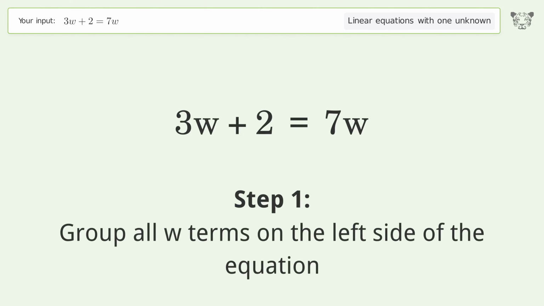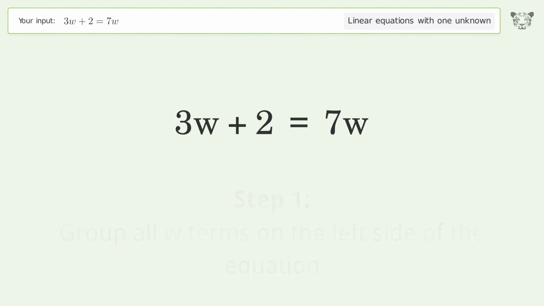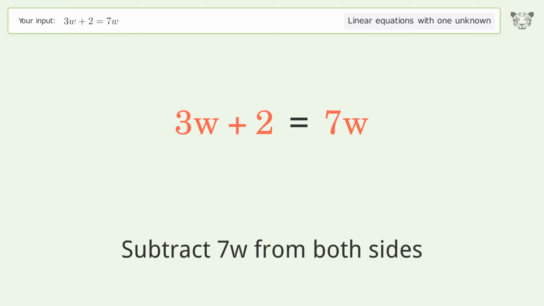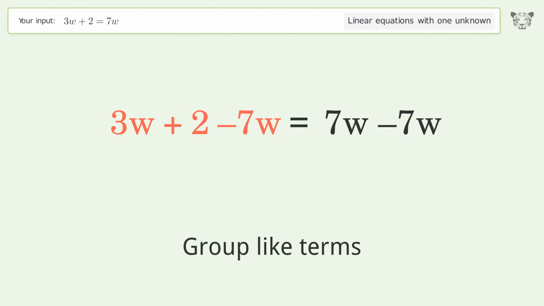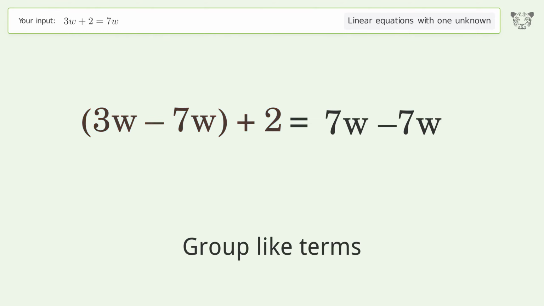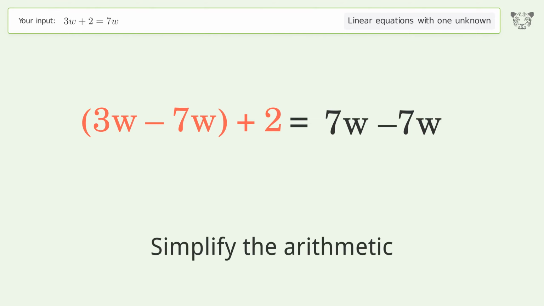Group all w terms on the left side of the equation. Subtract 7w from both sides. Group like terms. Simplify the arithmetic.